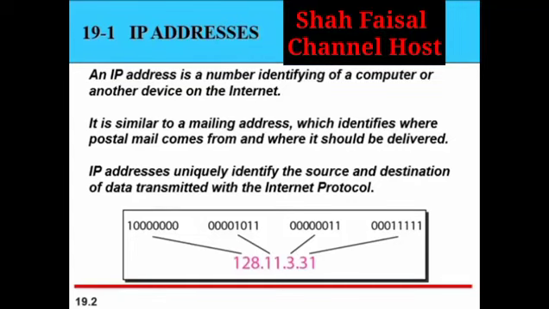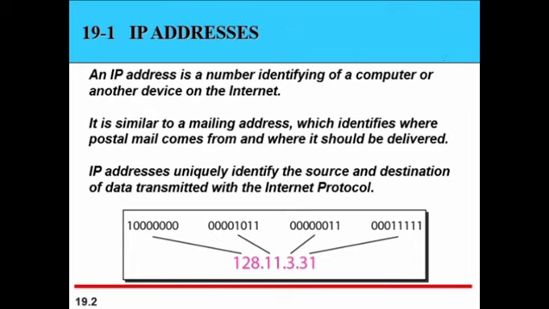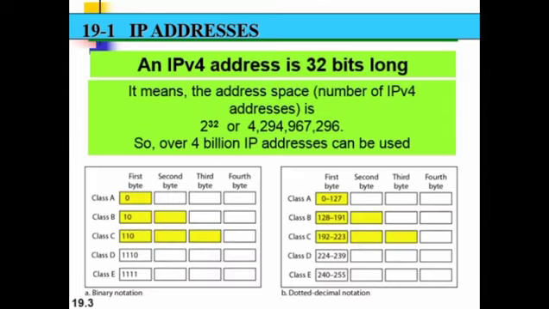Hello students, today we will discuss one topic, that is the addressing schemes in IP version 4, or we can say that in today's lecture we will discuss classful IP version 4. As we have already discussed, an IP version 4 address is 32 bits long. It means the address space of IP version 4 is 2 raised to power 32, and over 4 billion IP addresses can be used.